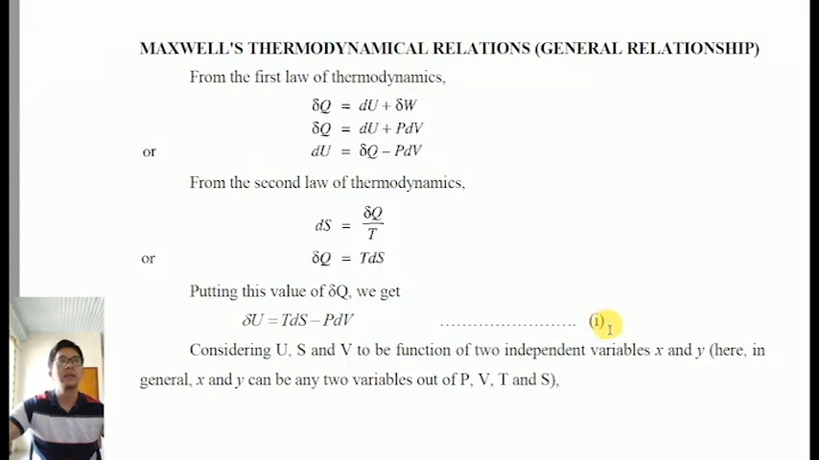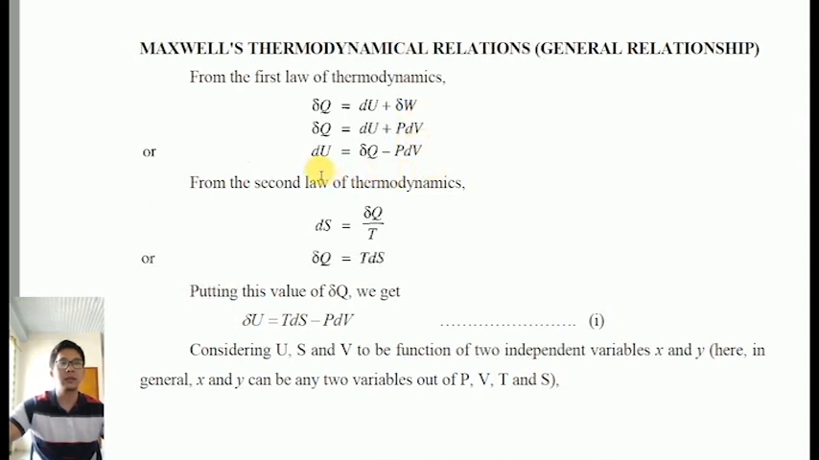Hello everyone. This will be the explanation for Maxwell's thermodynamic relations general relationship. From the first law of thermodynamics we have change in amount of heat equal to summation of change in internal energy and work done. Work done equals PdV, pressure into change in volume.